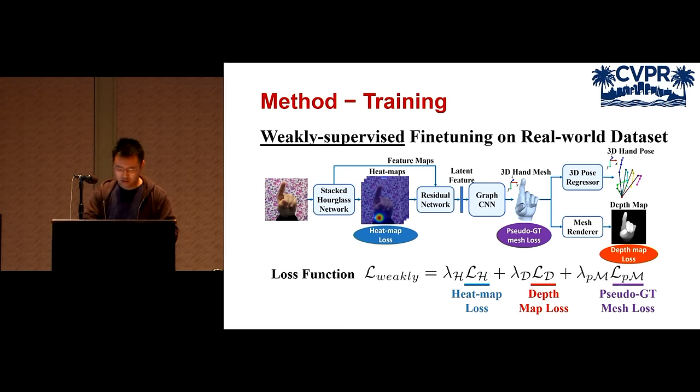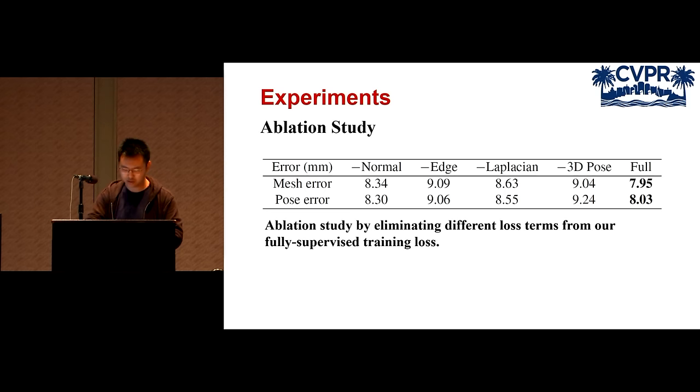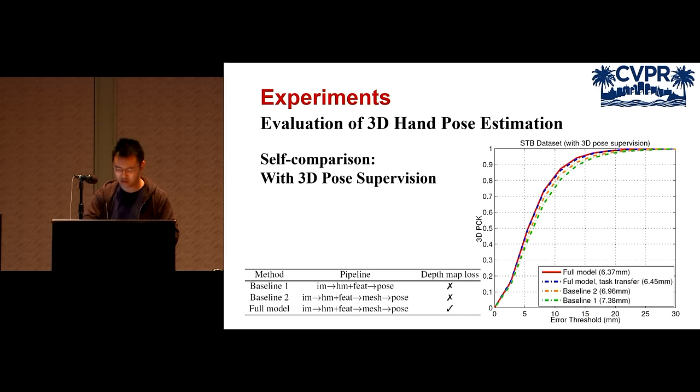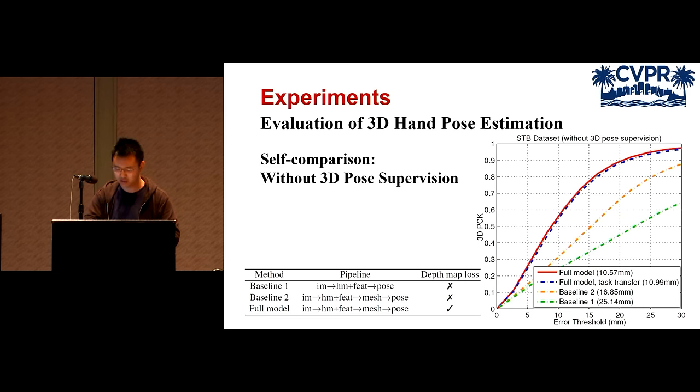In experiments, we evaluate the performance of 3D hand mesh reconstruction and 3D hand pose estimation. We first evaluate the impact of different losses used in the fully supervised training. The model trained with the full loss achieves the best performance in both mesh reconstruction and pose estimation tasks. We conduct self-comparisons and find that our 3D hand mesh generation method can also benefit 3D hand pose estimation, especially in the case without 3D hand pose supervision.